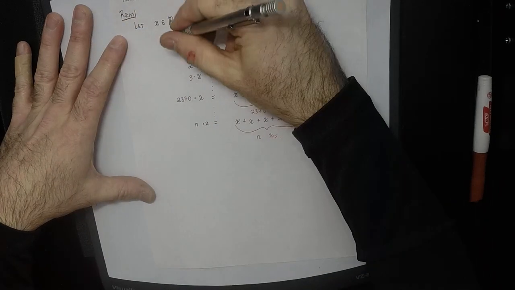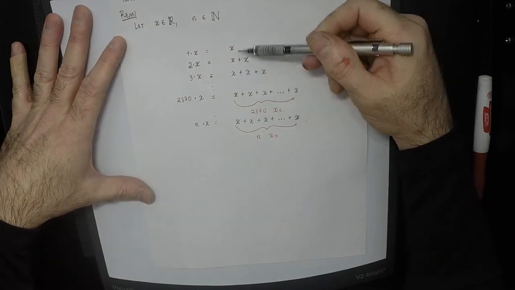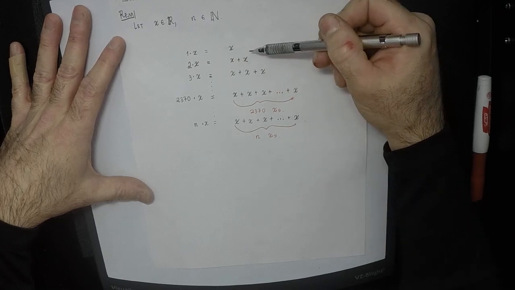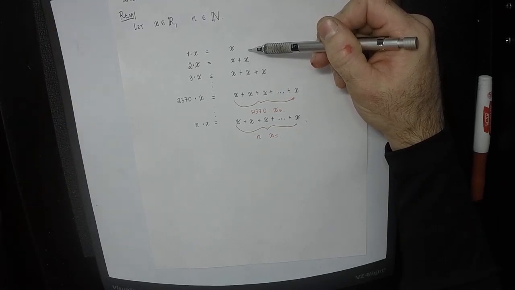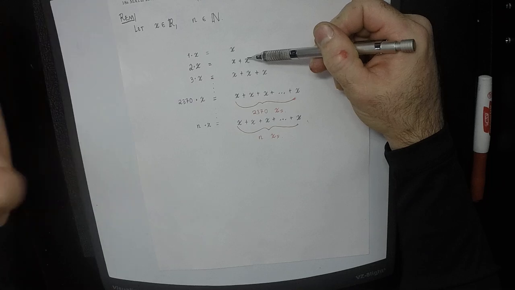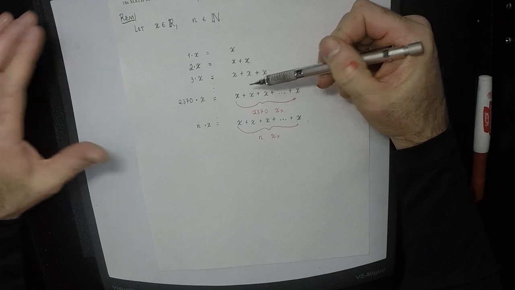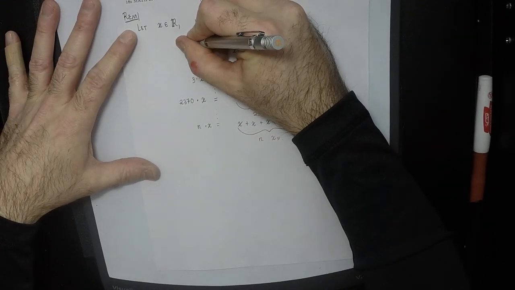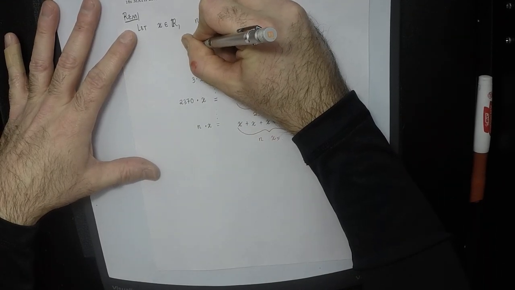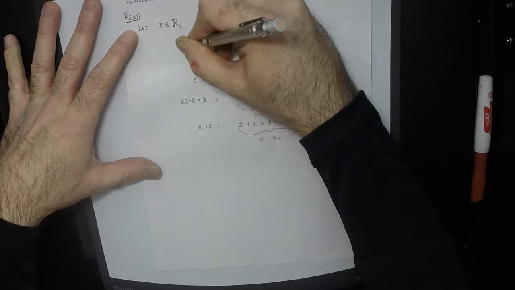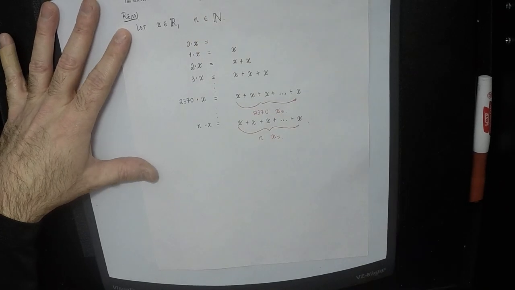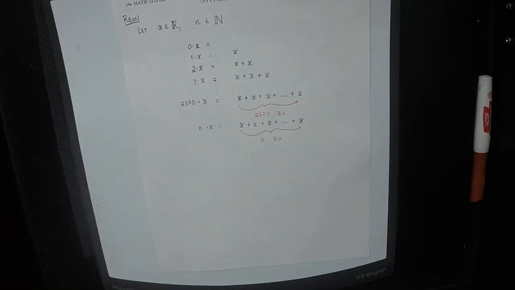Okay, what's the natural immediately smaller than 1? 0, right? So now, what I want you to look at is this pattern that we're establishing here. 1x means make 1 copy of x and add them all up. 2x means make 2 copies of x and add them all up. 2370x means make 2370 copies of x and add them all up. Then what does 0 times x mean? How does it fit in this pattern? Take 0 copies of x and add them all up. Yeah, but if we do that, then can you see that there's nothing written on the right-hand side? It's like an incomplete sentence.